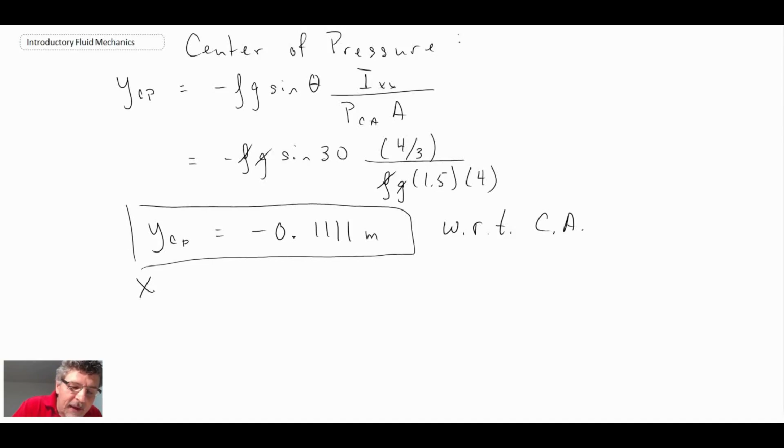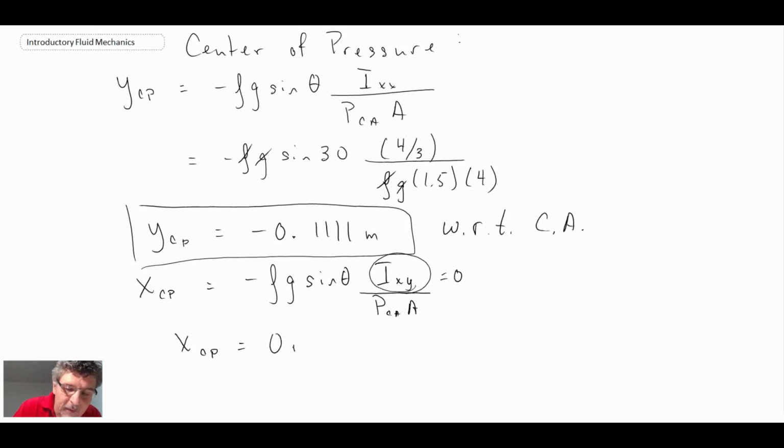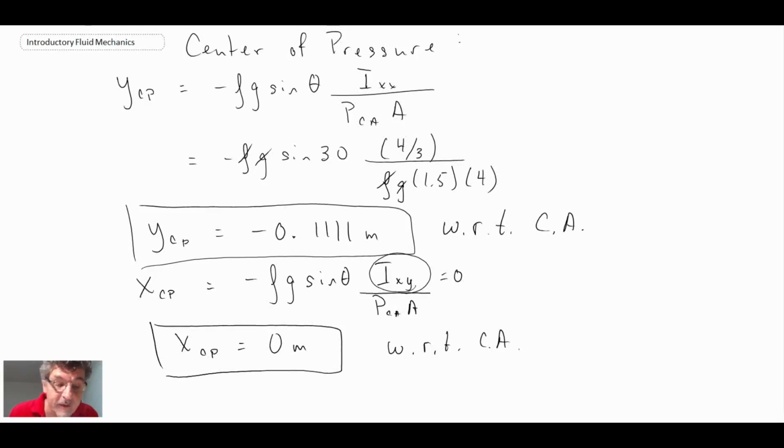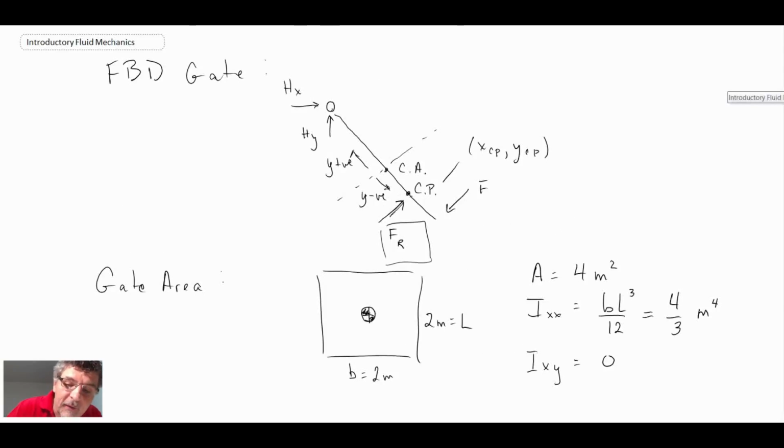And for XCP, this is an easier one, but I'll write it out explicitly anyways. We have IXY over YCA, and we found that IXY was equal to 0 because the plate is symmetric, and consequently XCP is equal to 0 meters. That is with respect to the center of area. That just means that it's at the same location as the center of area for the x coordinate. So we've now determined where the force is acting. We figured out that it is located here, 0.111 meters below the center of area.